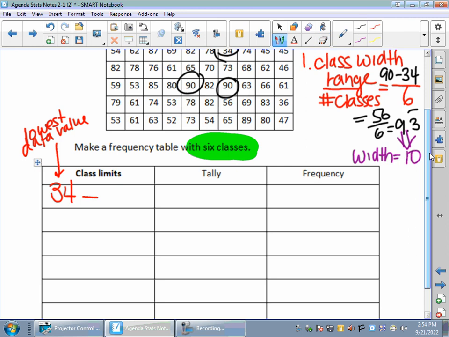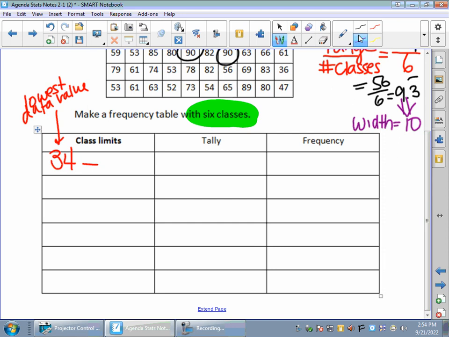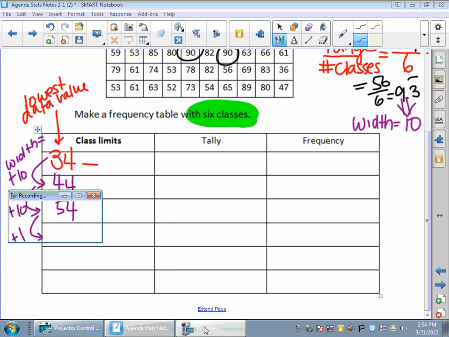That is not right. When we do this, and I said fill in the left column first, we use the class width, and we add down the side. Width equals add 10. So my next class will start at 44. The class after that will start at 54, 64. So as we keep on adding our plus 10, we're filling in our left-hand column.